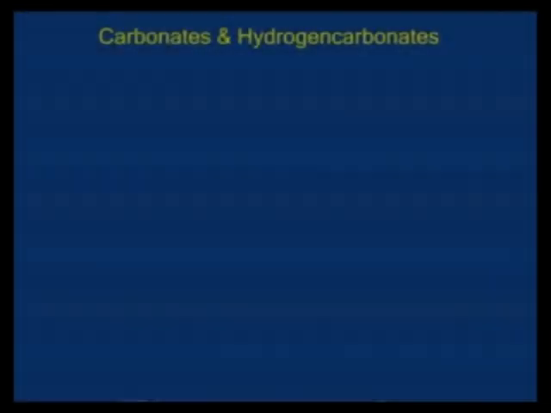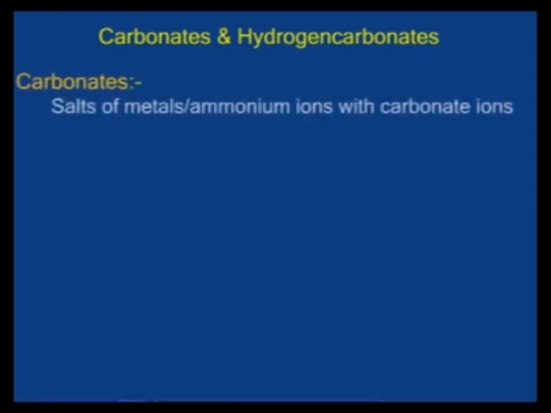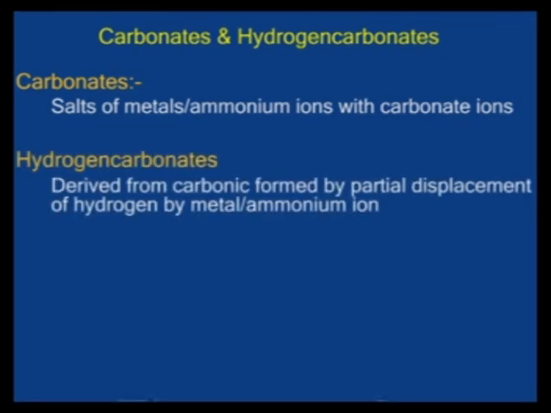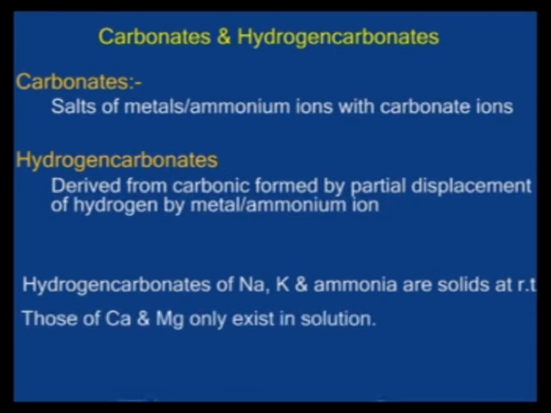The other compounds of carbon are carbonates and hydrogen carbonates. Carbonates are salts of metal or ammonium ions with carbonate ions. They occur naturally in rocks such as limestone. Hydrogen carbonates are salts derived from carbonic acid formed by partial displacement of the hydrogen by a metal or ammonium radical. Hydrogen carbonates of sodium, potassium, and ammonium are solid at room temperature. Those of calcium and magnesium exist in solution only, while those of other metals do not exist at all.